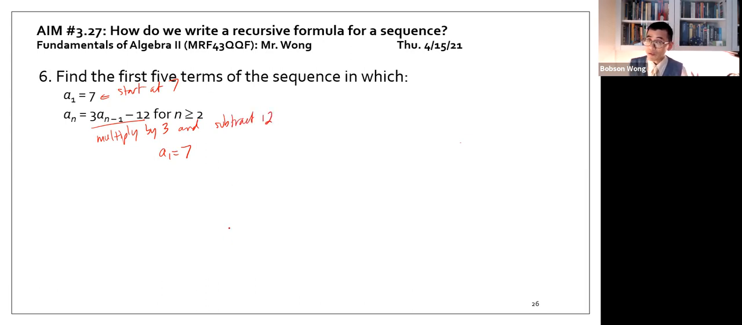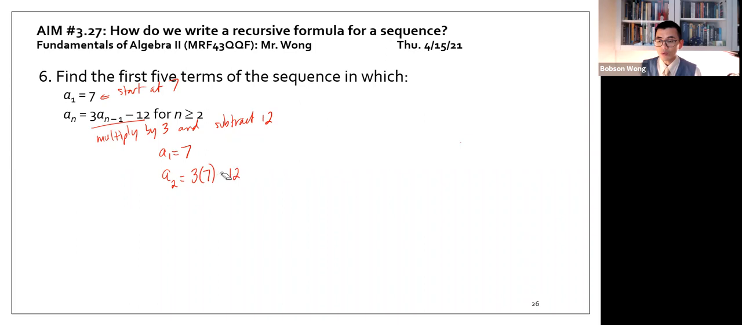I like to write this out in my head at least. If you want to write it on paper, that's also fine. But at least write it out in your head so that you understand what we're doing. Now, the next term after a sub 1 is a sub 2. To find a sub 2, we're going to multiply what by 3? The previous number. The previous number was 7. And then we subtract 12.